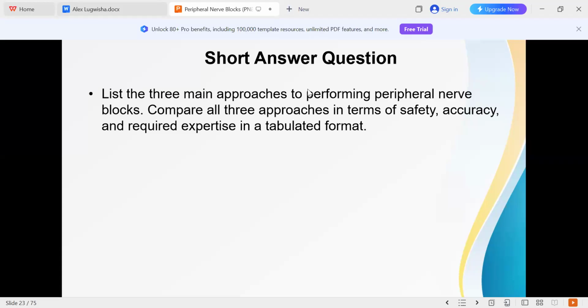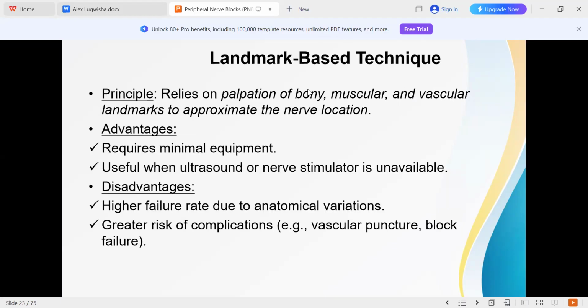There are three main ways, which is anatomical landmark, using landmark, nerve stimulator. Landmark-based, number one. Peripheral nerve stimulator, number two. And ultrasound guided. Beautiful, ultrasound guided. So if you see these questions, you should be able to answer that. Let's look at them.